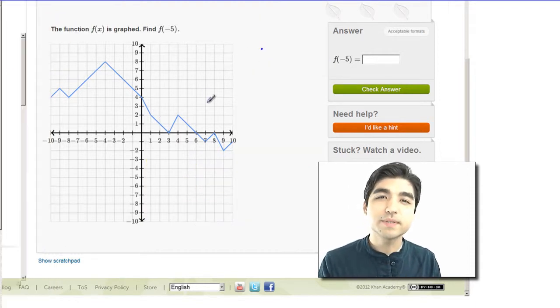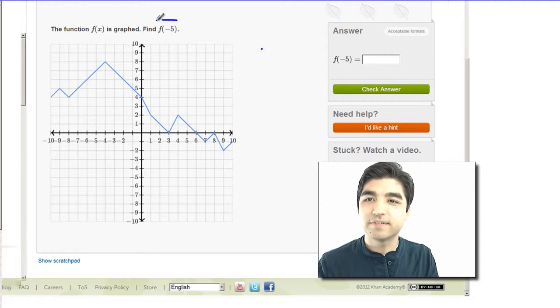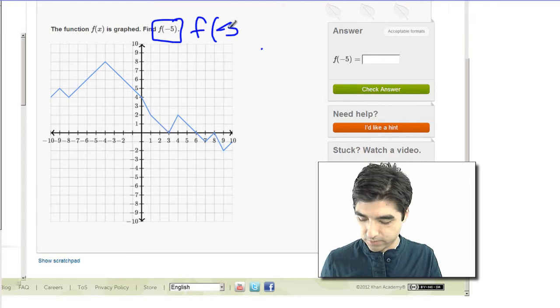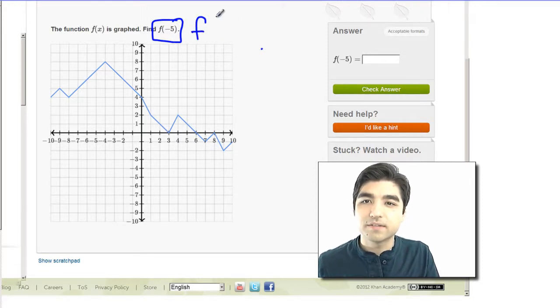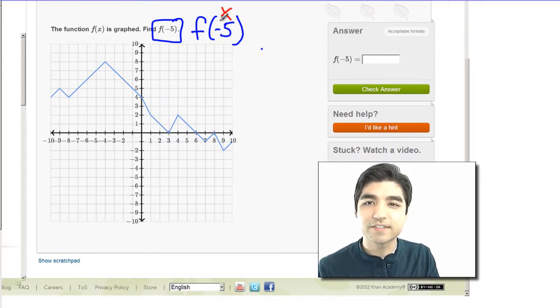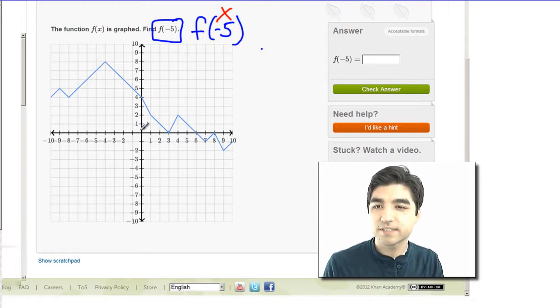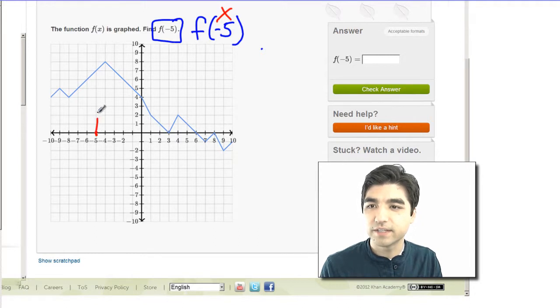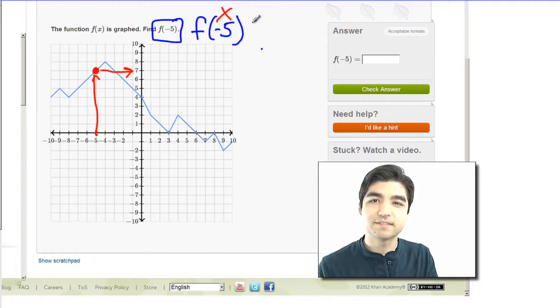Okay, so this one's pretty easy. All you have to do is, they say find f of negative 5. F of negative 5. Whoa. I don't know why the program does that. Anyways, so f of negative 5. You know that this is the x value. So all you do is go on this graph to negative 5, 1, 2, 3, 4, 5, which is right here. Then you go up to the y value, which is right there on the graph, and you see which number that is. And that's 7. So f of negative 5 equals 7.